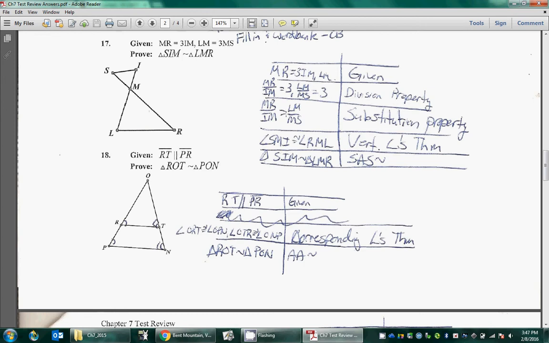It's like plugging in a different basketball player in a game. Okay, you're substituting a player in. And then finally, I mentioned the vertical angles, SMI here and RML. Vertical angles there. Remember, if it was a shared angle, you would be using the reflexive property. If I had some parallel lines, it could be corresponding angles or alternate interior angles for a reason.